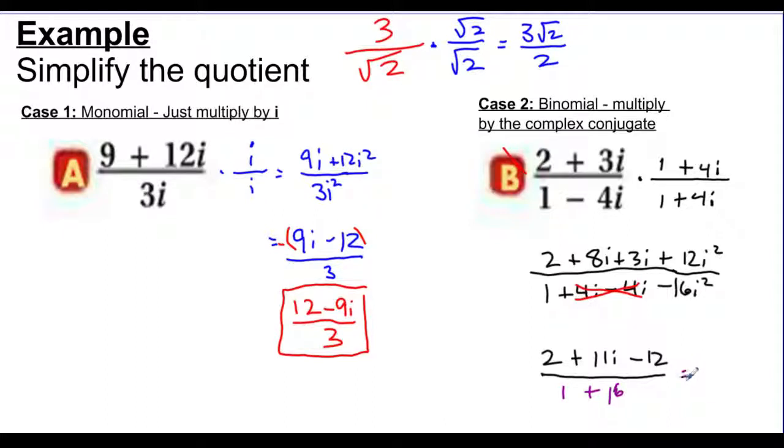So let's do one final combine. This now looks like 2 minus 12 is -10 plus 11i all over 17. Okay, and that looks like my good standard form. I get a plus bi on the top. There's no negatives or anything funny on the bottom, and that's a good result. Okay, that's what we're trying to do. We're trying to get the negatives and the square roots and anything funny out of the denominator. In both of these problems, that is done.